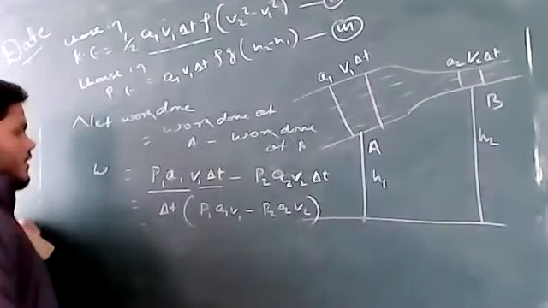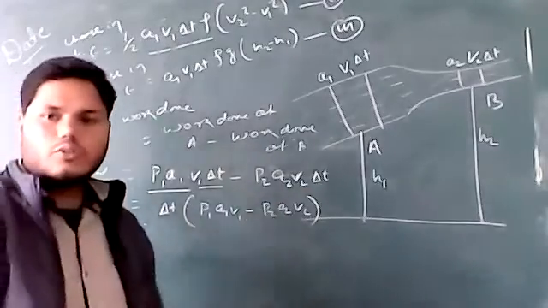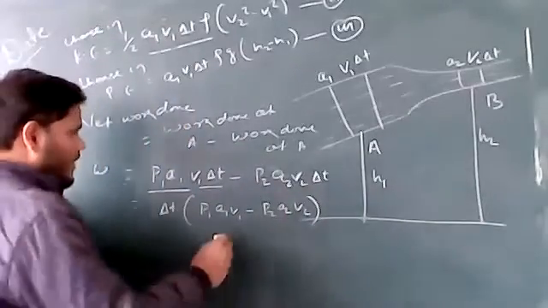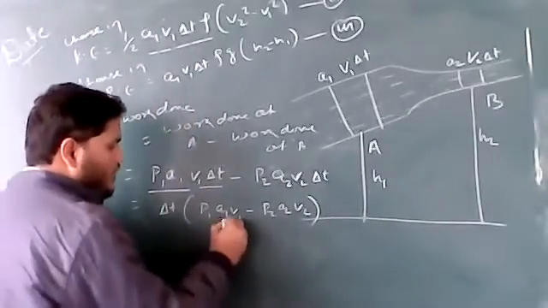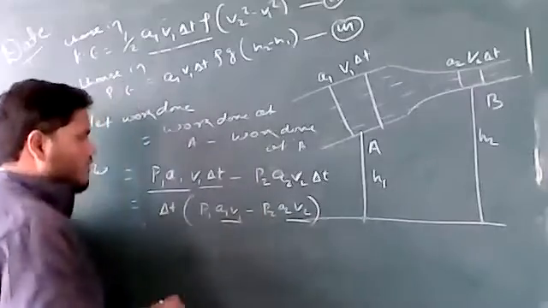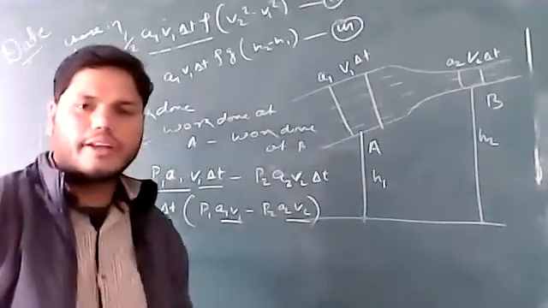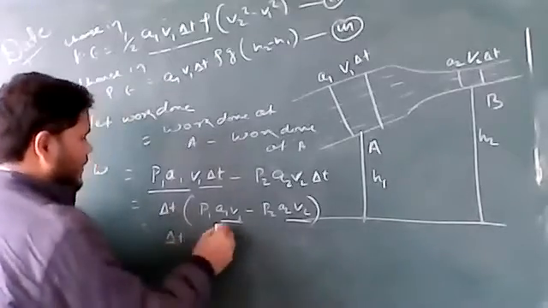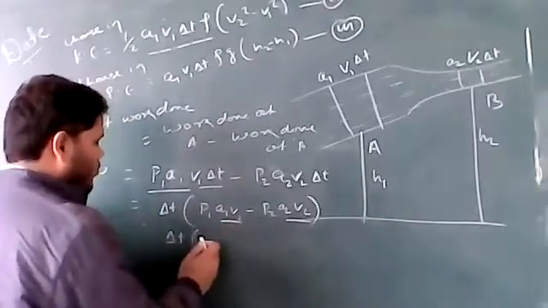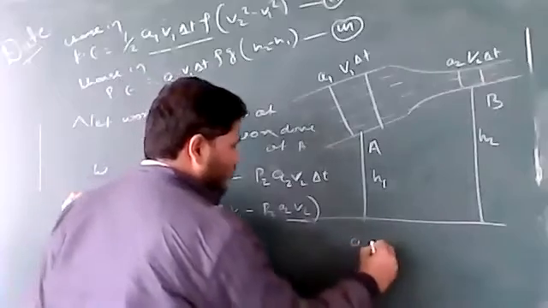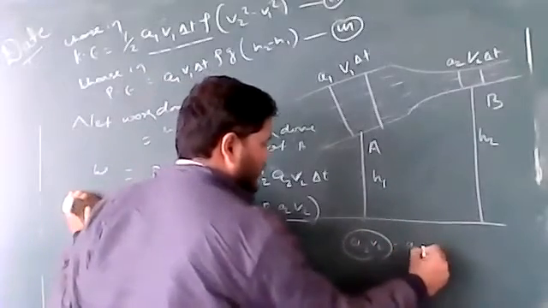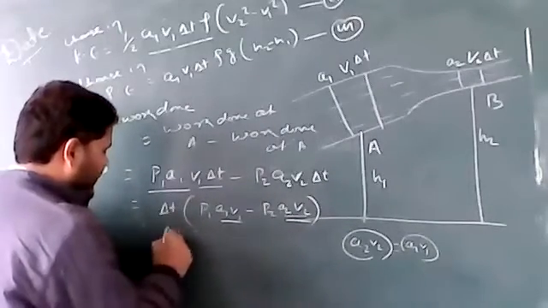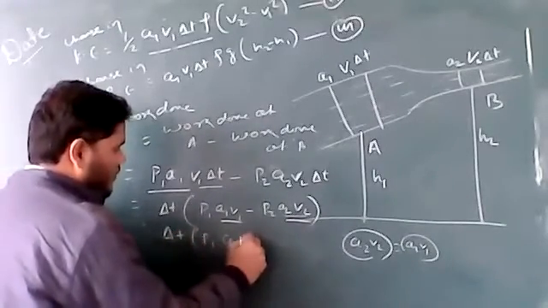So this is the equation, and we know one equation that is called the equation of continuity. The equation of continuity says that A1 V1 equals A2 V2. So as A1 V1 equals A2 V2, then what will happen? In place of A2 V2, we can also write A1 V1. So just write delta T into P1 A1 V1.